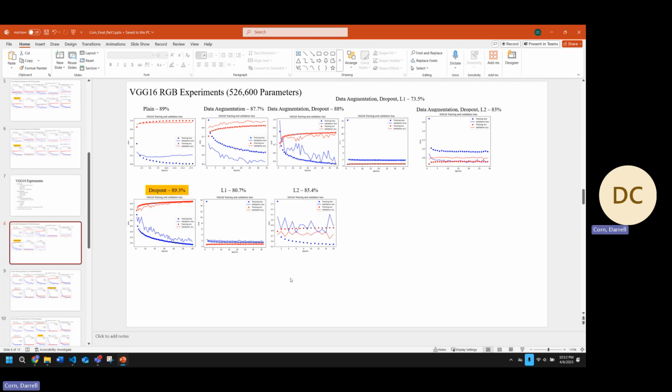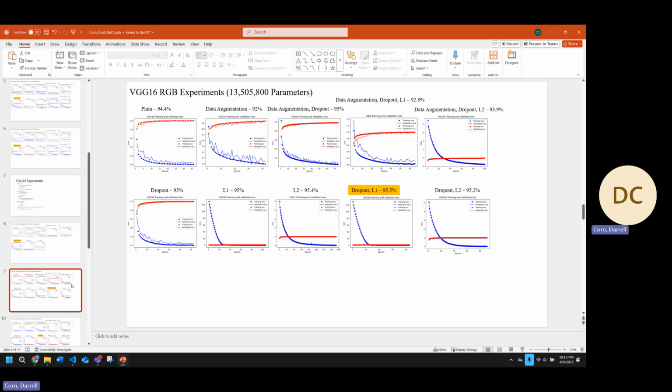Okay, on to the VGG16, but with the lower amount of parameters. I found here that just like before, including the dropout layer led to the highest accuracy out of all of the combinations that I tested. And when I increased the parameters, so this is with partially trainable parameters on the RGB dataset, I noticed that these models were doing much better than with only the 500,000 parameters listed in the page before.